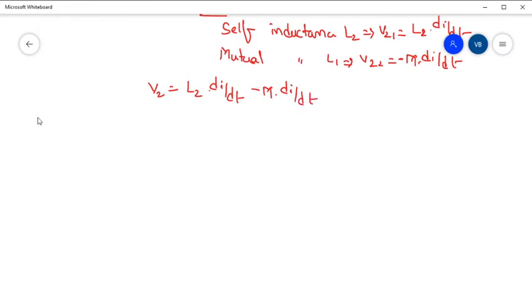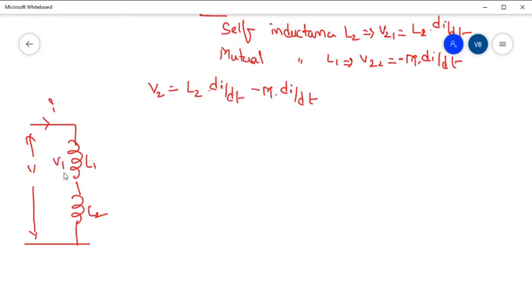Next, in the third case, I will write the equations directly. These two are electrically coupled. Here I applied voltage V and the current is I. This is L1 and this is L2. Let us take voltage V1, voltage V2, and mutual inductance M. Here I have taken the directions, with the dots placed here.